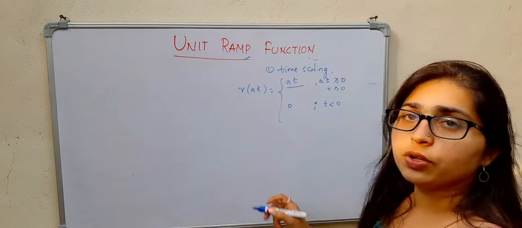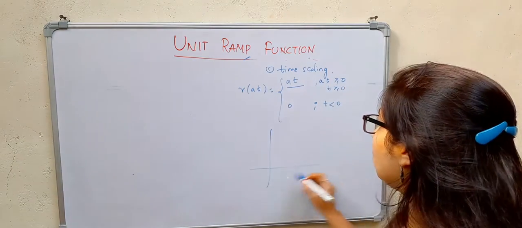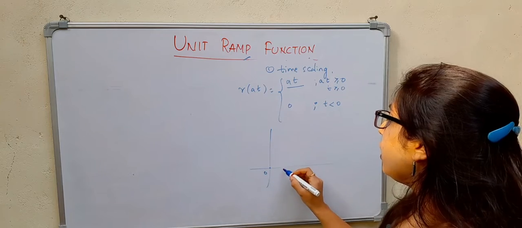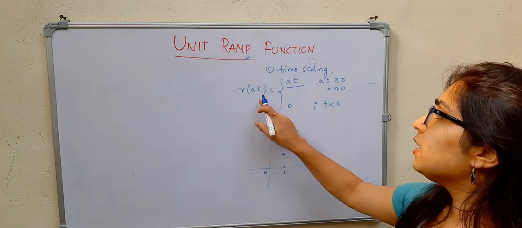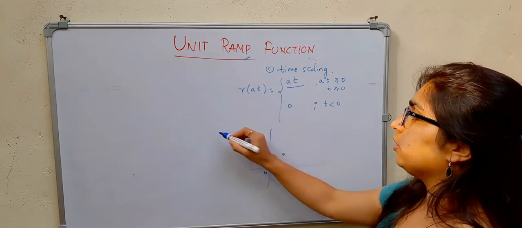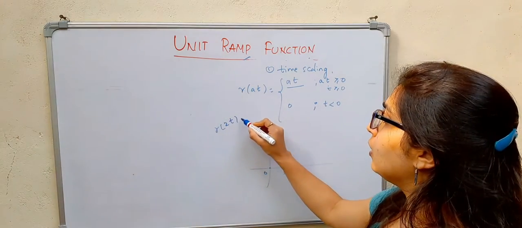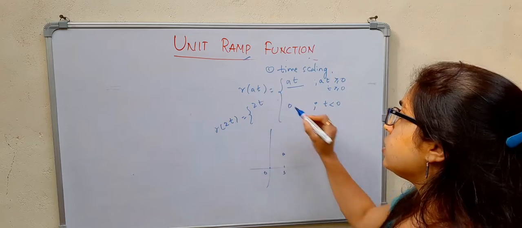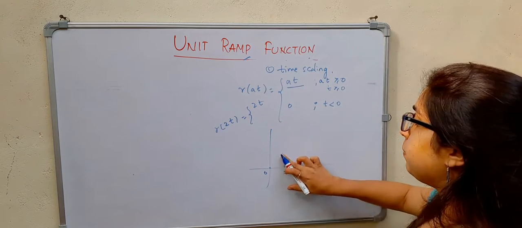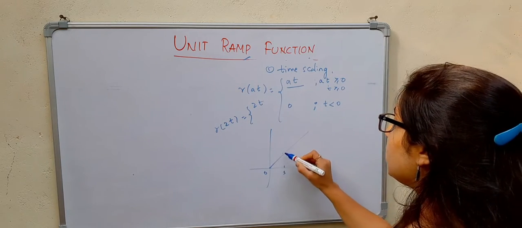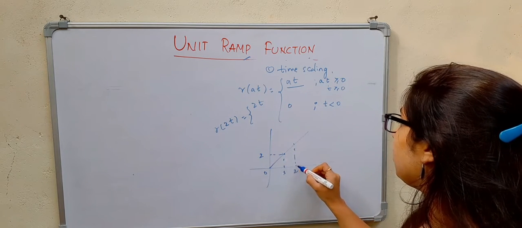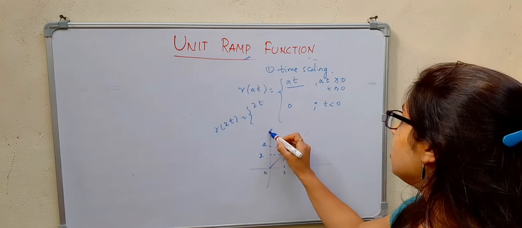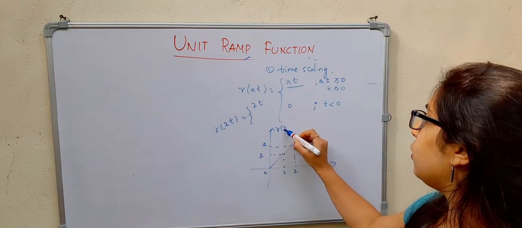The magnitude is going to change here. So consider this is 0. Okay, at 1 what happens? The value will be a. So if I consider r of 2t, that will be equal to 2t, right? So 2 into 1, that will be 2. This value now will be 2. For 2, it will be 4. Okay, so this one will be your r of 2t.